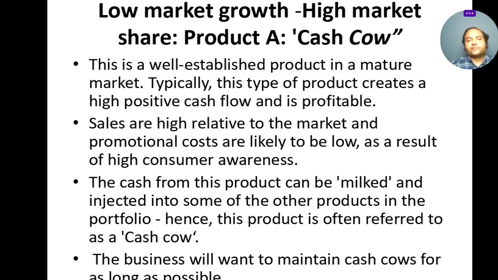Next, the first part is low market growth and high market share. Product A, the cash cow. This is a well-established product in a mature market. Typically, this type of product creates a high positive cash flow and is profitable. Sales are very high relative to the market and promotional costs are likely to be low. As a result of high consumer awareness, the cash cow product can be milked and injected into some other weaker product. The business will want to maintain the cash cow for as long as possible.